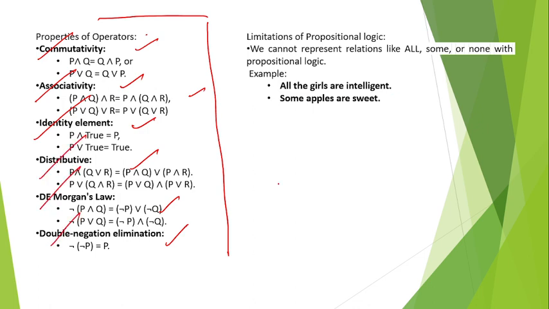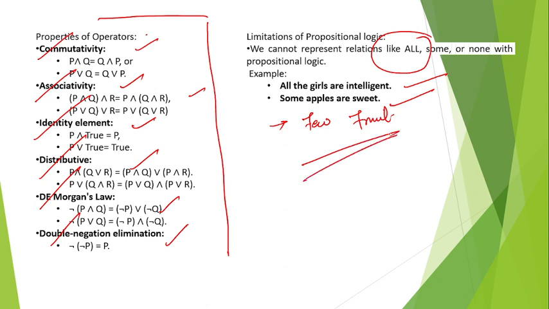What are the disadvantages? We cannot use it for all relationships, like some and one. All girls are intelligent. Some apples are sweet. I need to buy a few fruits. That cannot be identified in propositions. I can say all boys are also intelligent. All boys and girls are intelligent. Few boys and girls are intelligent. So based on that, I can say these are the limitations of propositions.